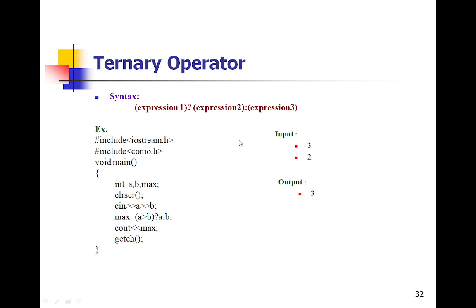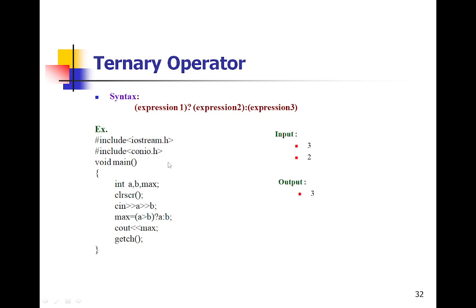Then the next one is the ternary operator. Ternary operator means that within a single line of statement we can achieve if else conditions. If expression 1 is correct, then expression 2 will be displayed. If it is not correct, then expression 3 will be displayed.